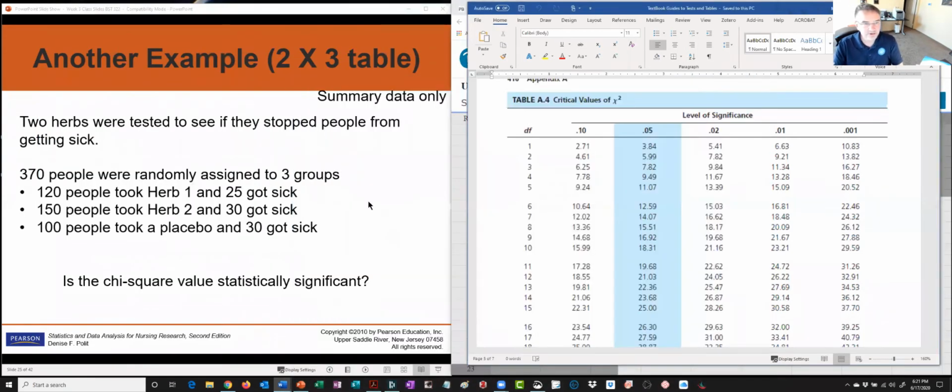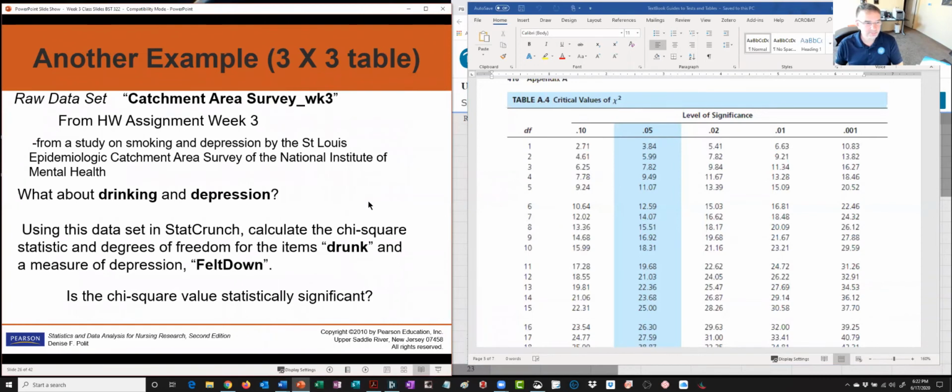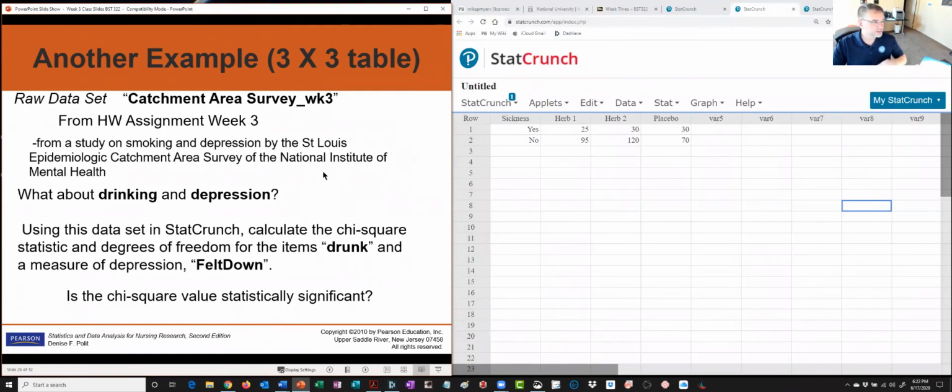Good job. So there's our table. So whether we type it in or add it in, we can do the chi-square table. We have this one. Let's look at our homework assignment from week 3.